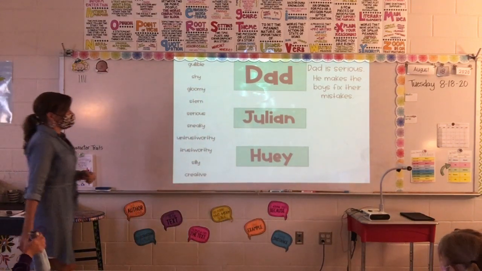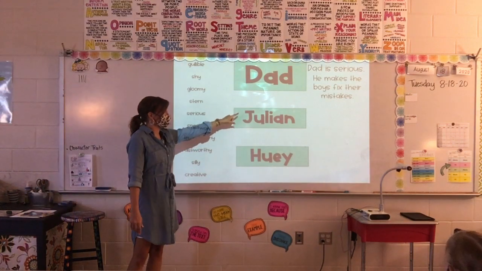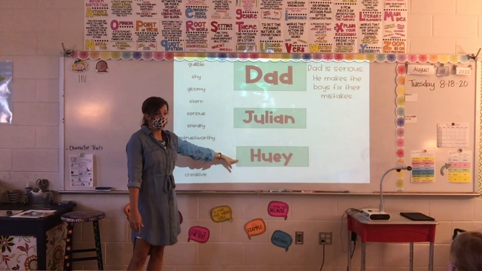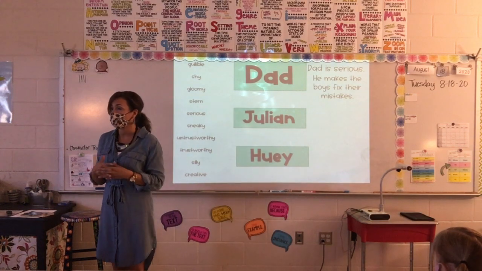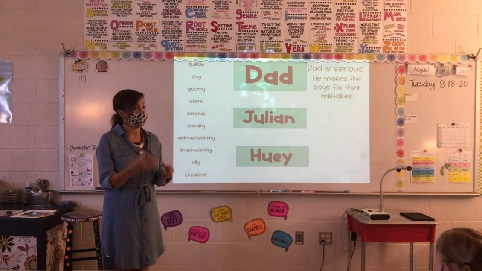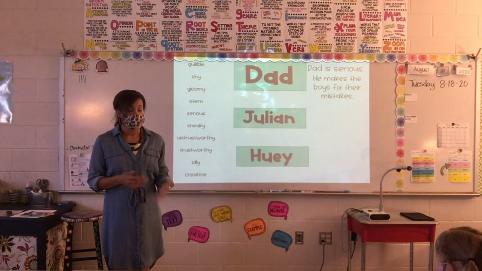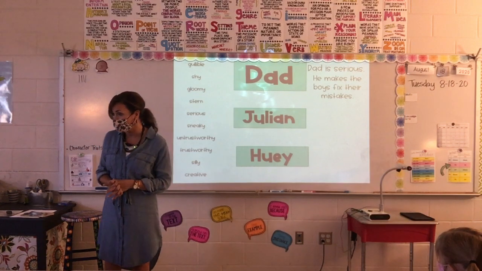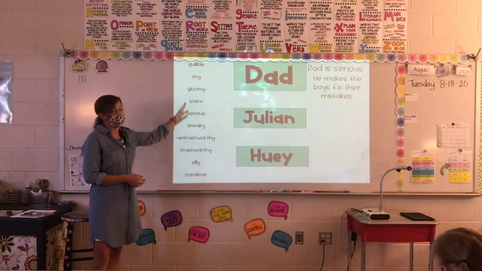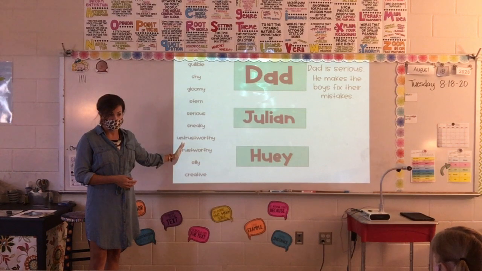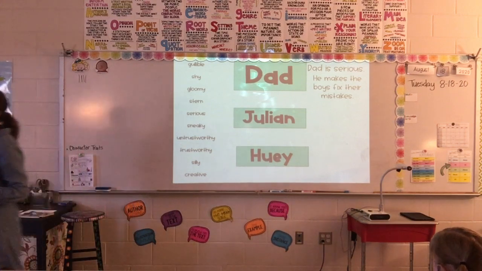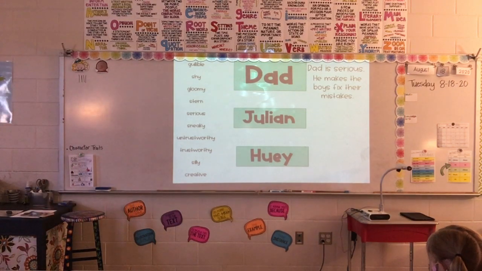We are going to decide on a character. You can pick Julian or Huey, and you guys are going to think about how they act in the book. What do they do? What do they say? And see if you can use those as clues to describe them with a character trait. Okay? So we're going to do that now, and then we'll share our answers in just a second.